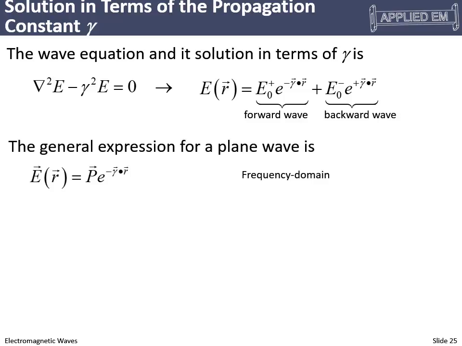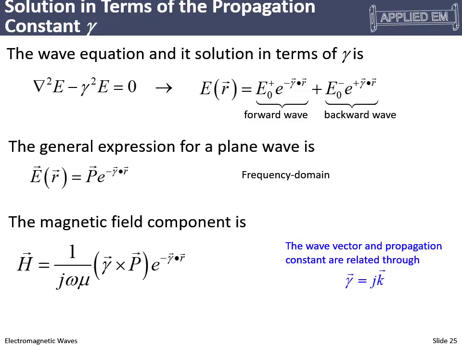So given that, and we just look at one of the waves, we can write our general expression for a plane wave this way. And there is a way that we can convert this to the time domain, but the complex propagation constant, always really being a complex number, that's not real convenient to do. So we'll handle it differently when we get there.